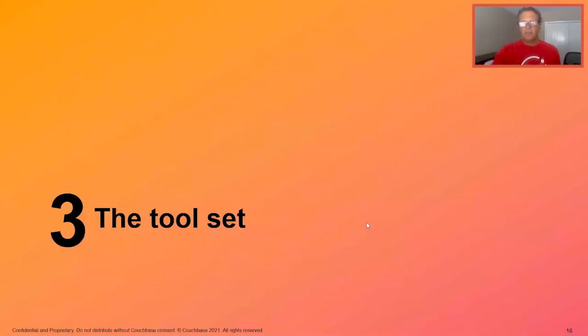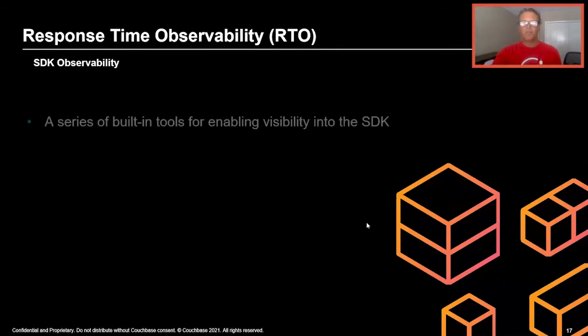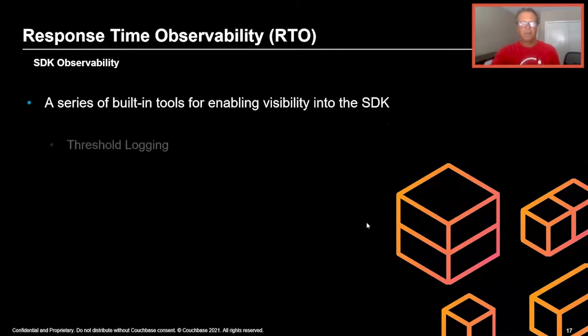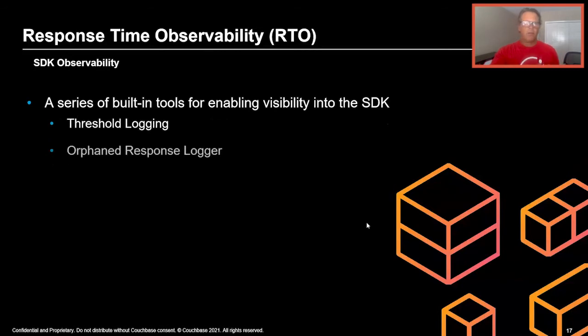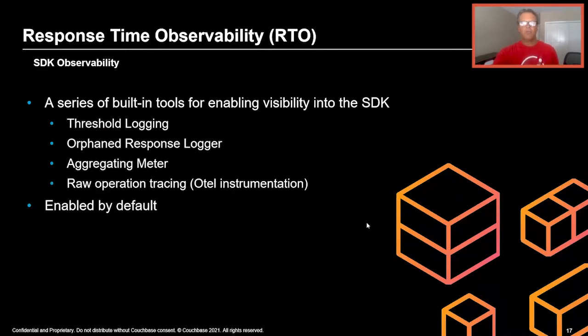So what is the tool set that's available within the SDK? In the SDK, we call it monitoring, or response time observability, or RTO. And what that does is it gives you insight into the SDK itself. It's a series of built-in tools for enabling visibility into the SDK. So threshold logging, the orphan response logger, aggregating meter, and raw operation tracing. These are all tools that we use to give us insight into how our application and the SDK is behaving.